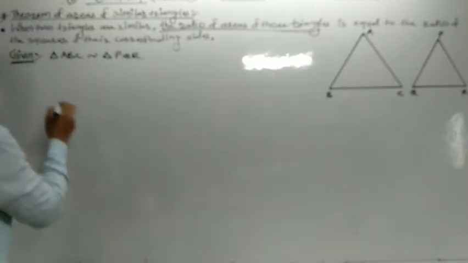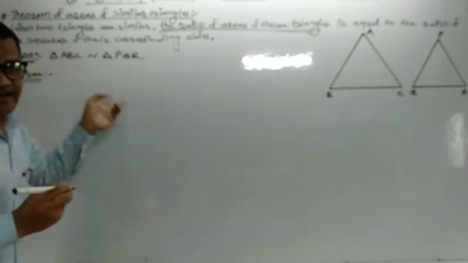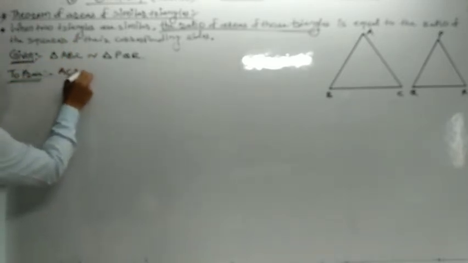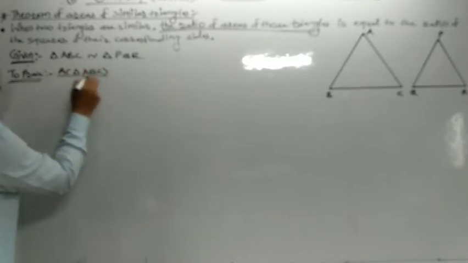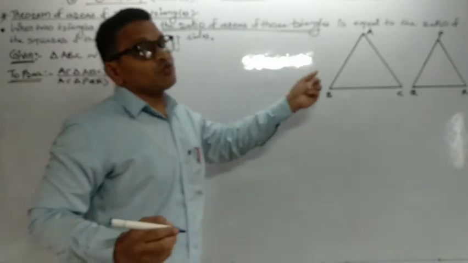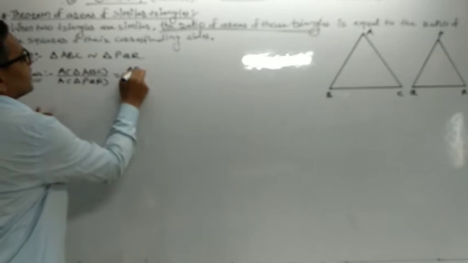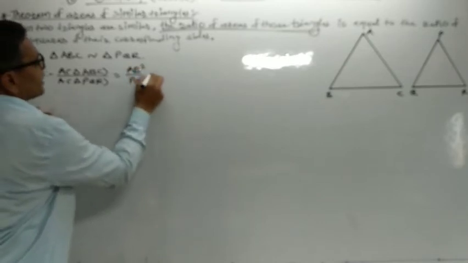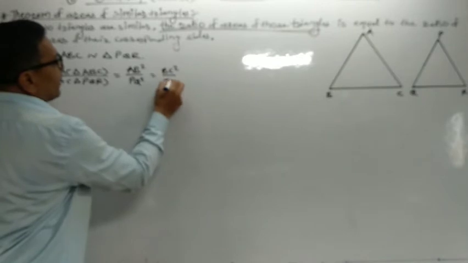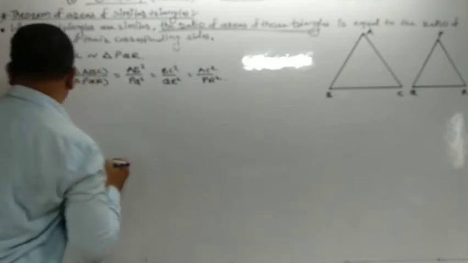Right? What we want to prove here is that the ratio of the area of triangle ABC divided by the area of triangle PQR is equal to the ratio of squares of their corresponding sides, that is, AB square divided by PQ square equal to BC square divided by QR square equal to AC square divided by PR square, right?